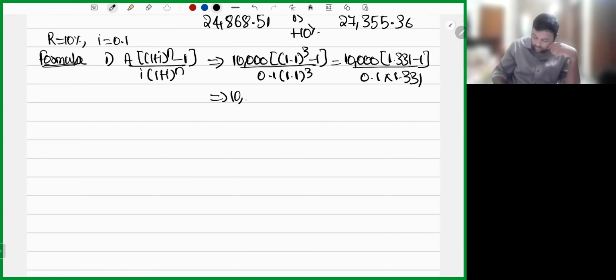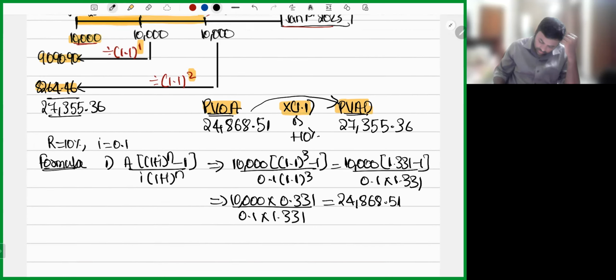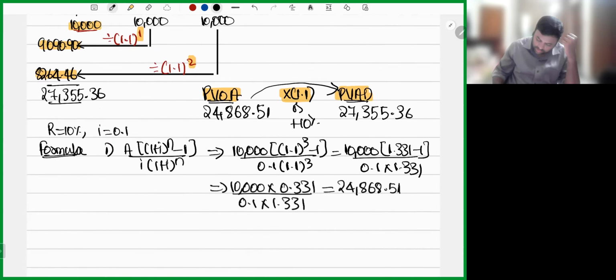So 10,000 into 0.331 divided by 0.1 into 1.331. Let's do it. 10,000 into 0.331 divided by 0.1 divided by 1.331. So you are having 24,868.51. Didn't we get the same thing? Yes, sir, we got the same thing.